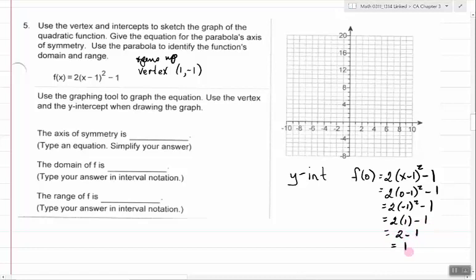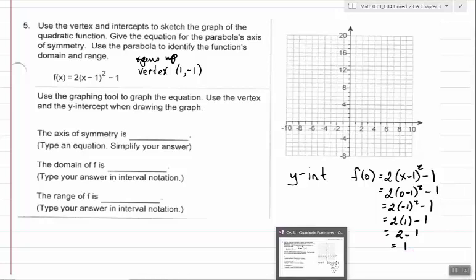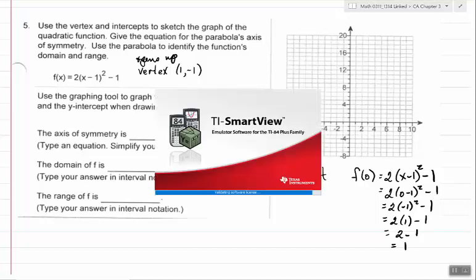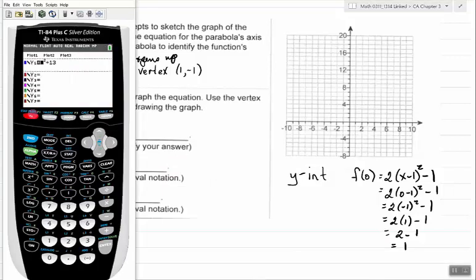Let me show you something else. If we had the grapher, and I went to y equals, and I cleared that out, and I typed in 2, open parentheses, variable x, subtract 1, close, squared, subtract 1, and I could do a zoom 6 and look at it.